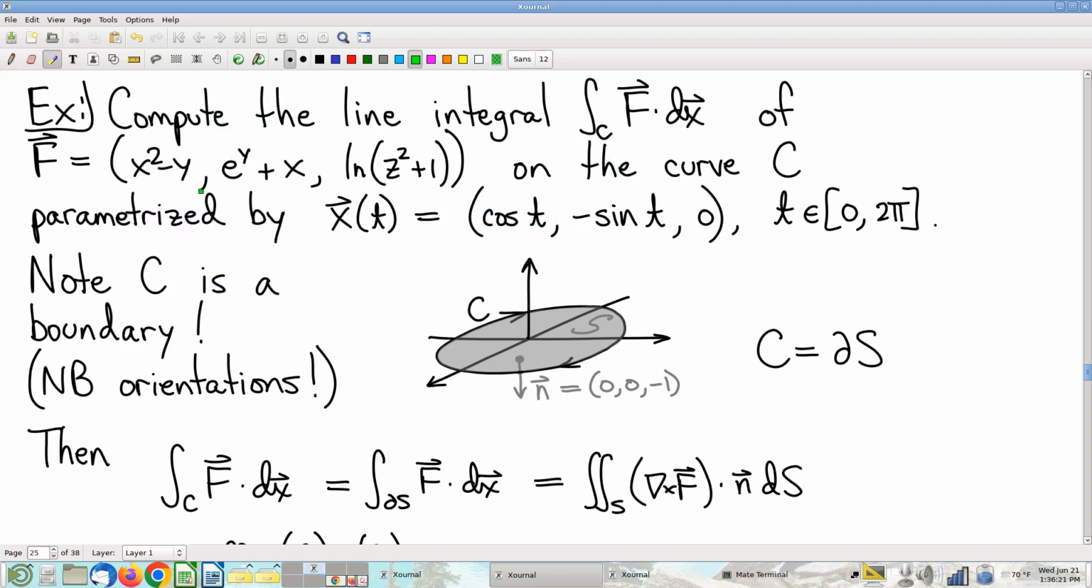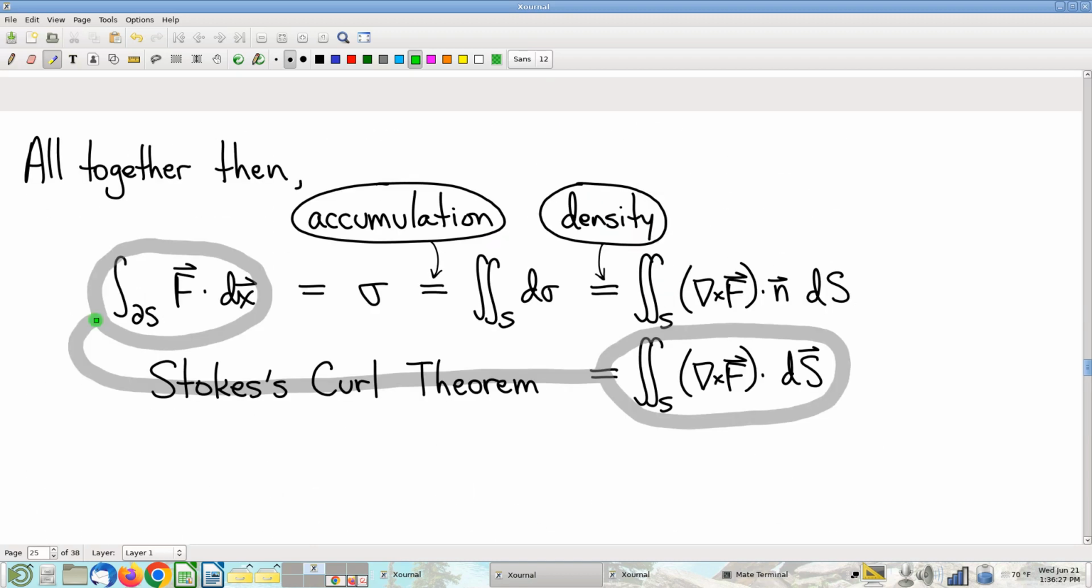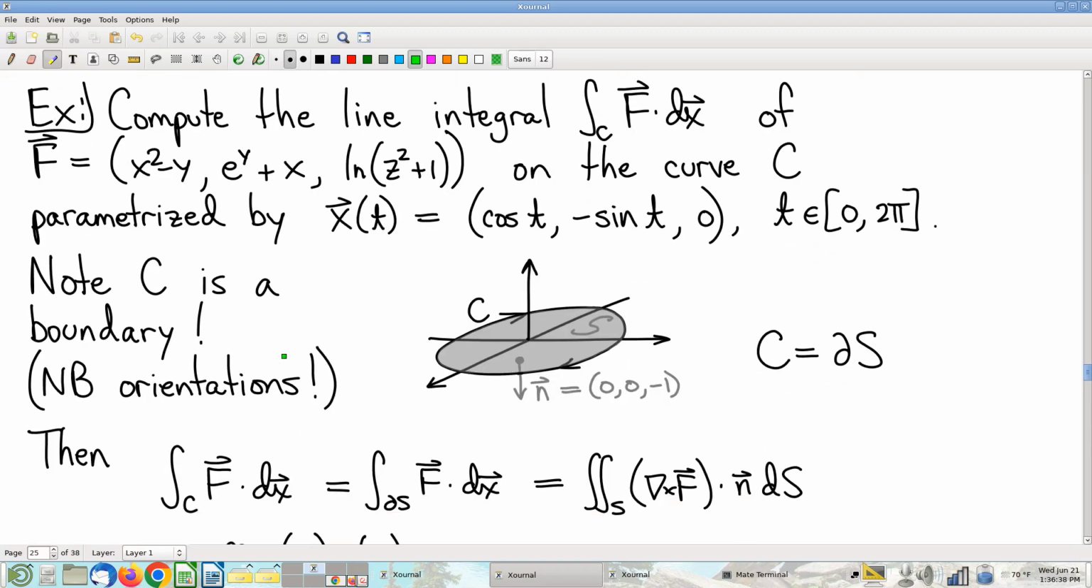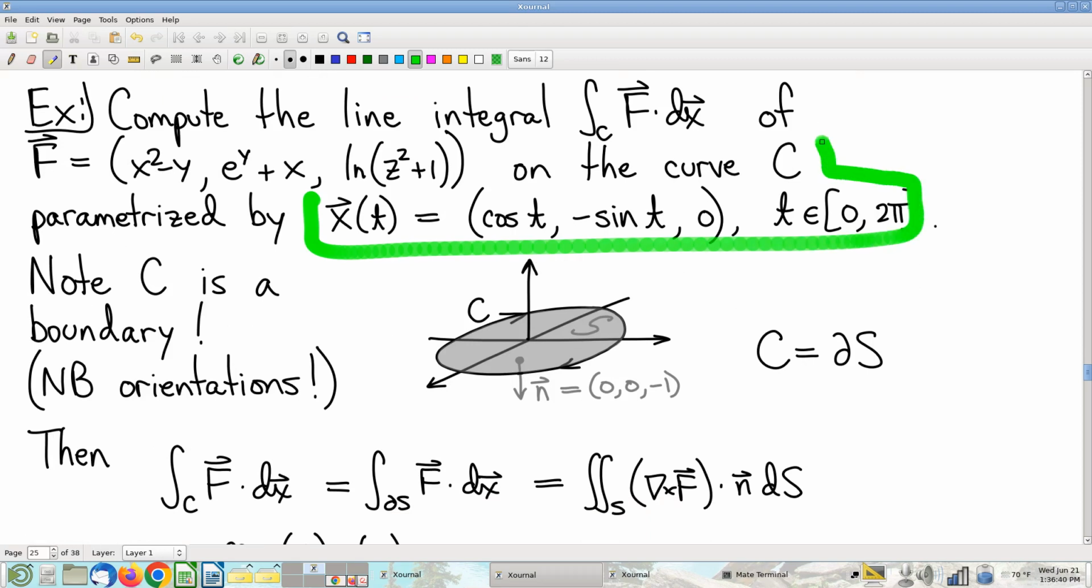Okay, so let's try to apply Stokes' theorem. We apply Stokes' theorem, which says if my line integral is over a boundary, then I can do stuff. So let's ask the question, is this curve a boundary?